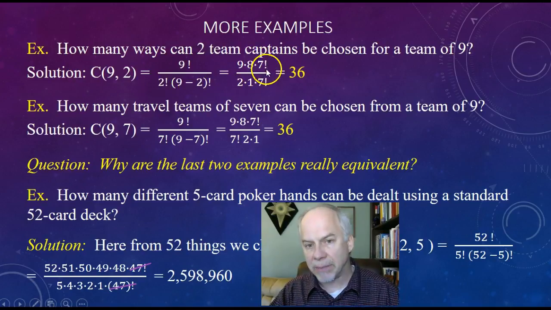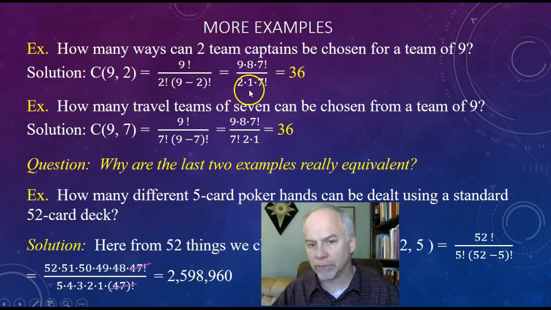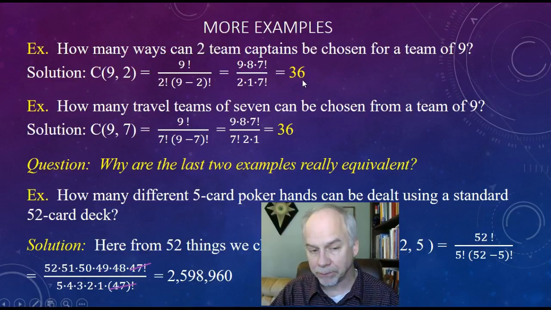Now, the reason I stopped at 7 factorial on the top is because I see that I've got 7 factorial on the bottom. And these two expressions, 7 factorial and 7 factorial, cancel. So we end up with 9 times 8 divided by 2, which is 72 divided by 2, which is 36.